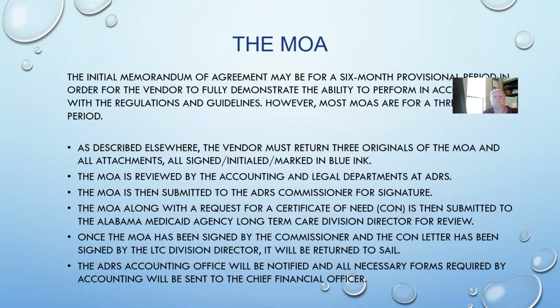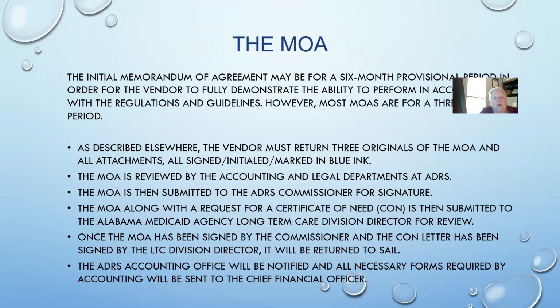The initial memorandum of agreement may be for a 6-month provisional period in order for the vendor to fully demonstrate the ability to perform in accordance with regulations and guidelines. However, most MOAs are for a 3-year period. As described elsewhere, the vendor must return 3 originals of the MOA and all attachments, all signed, initialed, and marked in blue ink. The MOA is reviewed by the accounting and legal departments at ADRS. The MOA is then submitted to the ADRS commissioner for signature.